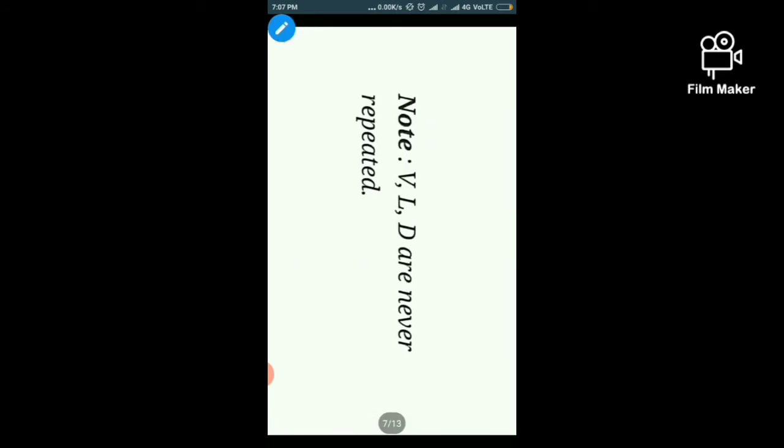Now come to the next. One note is here. In this note you can see V, L, D, 3 symbols. These 3 symbols are never repeated. Keep in mind, you cannot repeat these 3 symbols. You cannot write VV, you cannot write DD, you cannot write LL. These are not repeated.